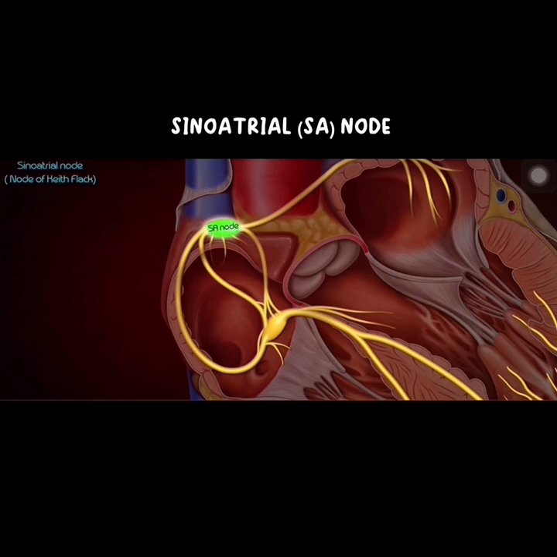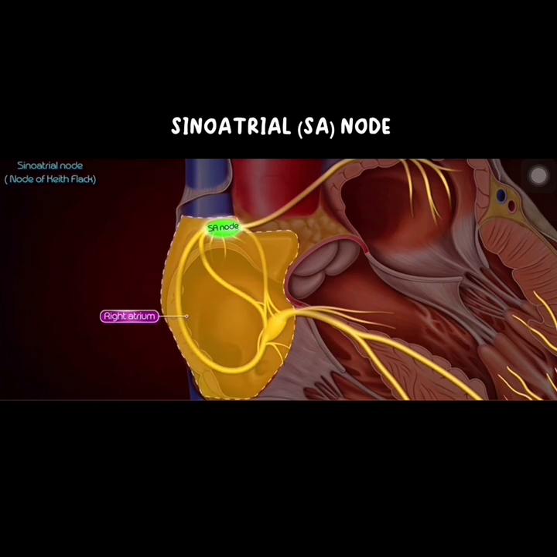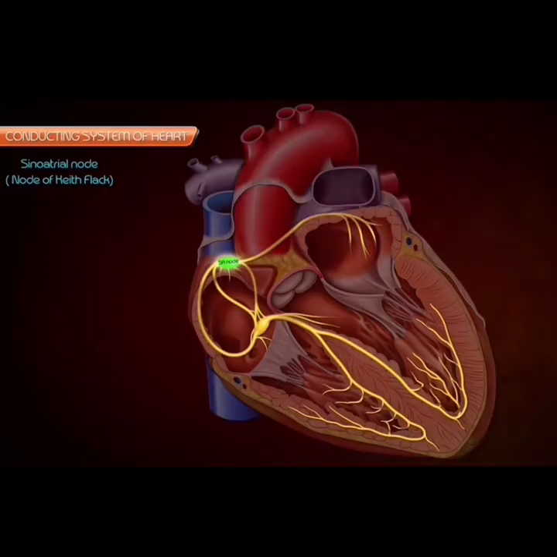The sinoatrial SA node, also known as the node of Keith and Flack, is a small horseshoe-shaped mass of specialized myocardial fibers located in the wall of the right atrium, just below the opening of the superior vena cava. The SA node is also known as the pacemaker of the heart, as it generates impulses at about 70 per minute and initiates the contraction of cardiac muscle, producing heartbeats.